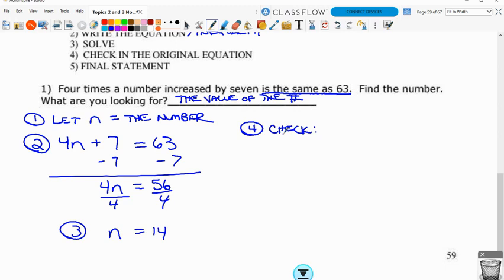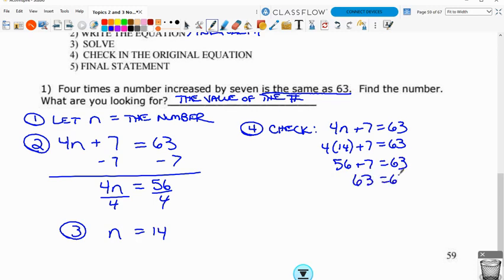And the original equation was 4n plus 7 equals 63. I'm going to replace n with my answer, which I think is 14. So 4 times 14 plus 7 equals 63. And now if I follow order of operations, 4 times 14 is 56. And finally, if I do 56 plus 7, I do get 63. So 63 equals 63, and it checks.